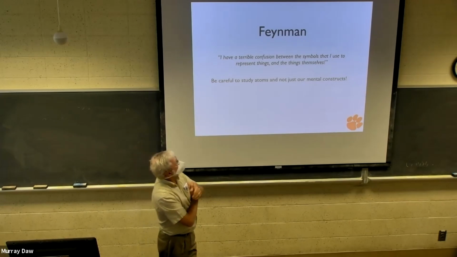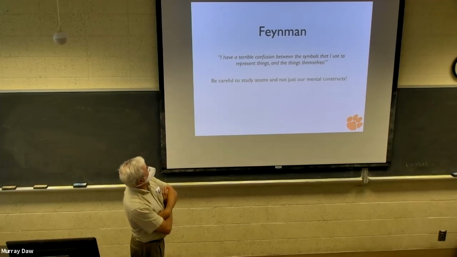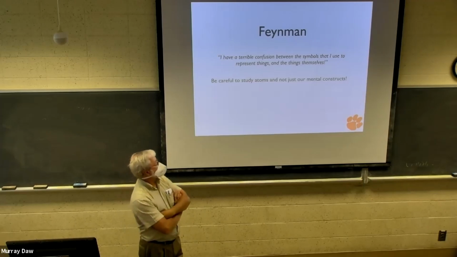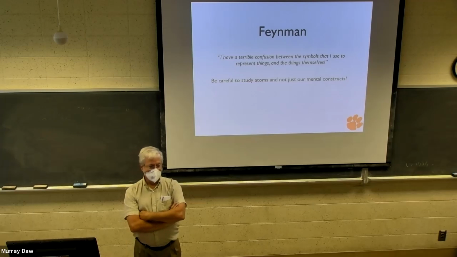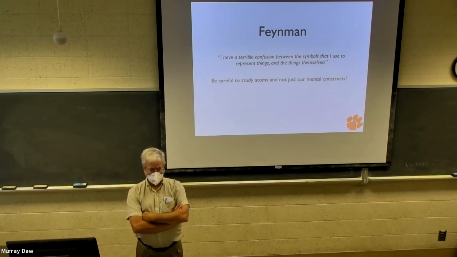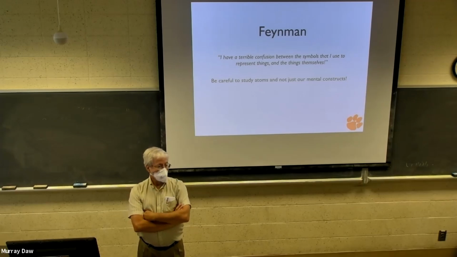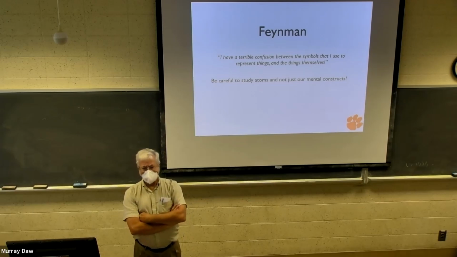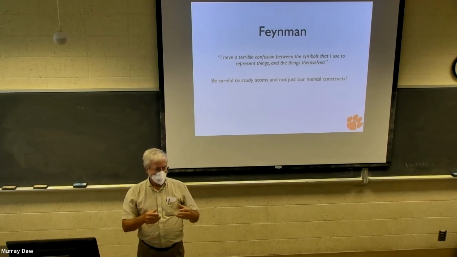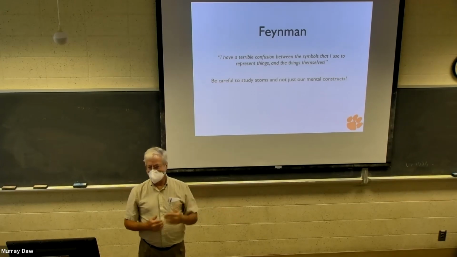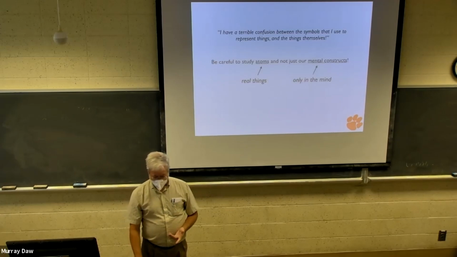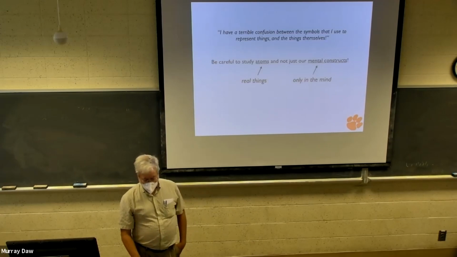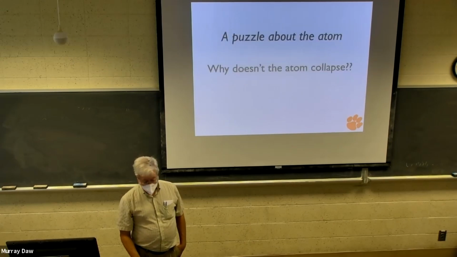He said, I have a terrible confusion between the symbols I use to represent things and the things themselves. He recognizes he has this problem, doesn't quite know what to do about it. It bothers him. The symbols meaning the math. He understands the math at that level very well, but he's got a confusion between the symbols, the math, and the thing. And this is what we're trying to avoid. We want to understand that. Okay, so we need to be careful to study atoms and not just the mental constructs.